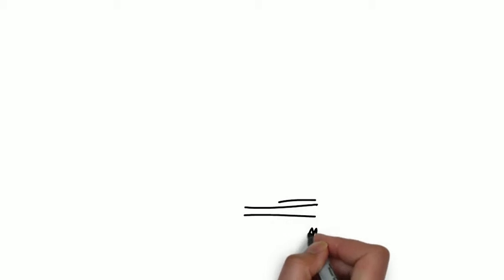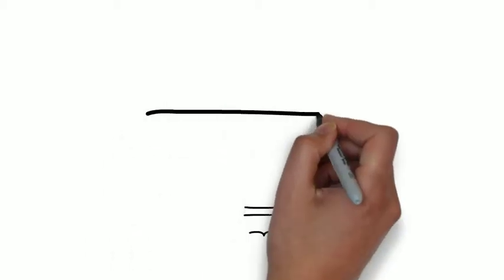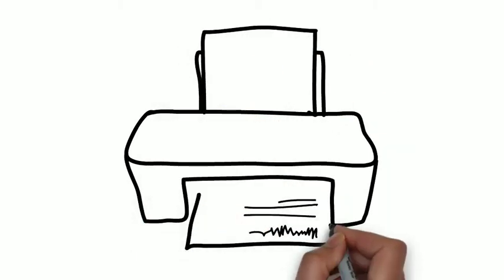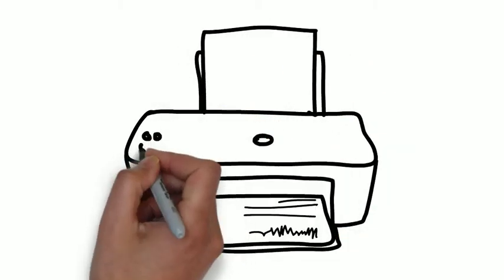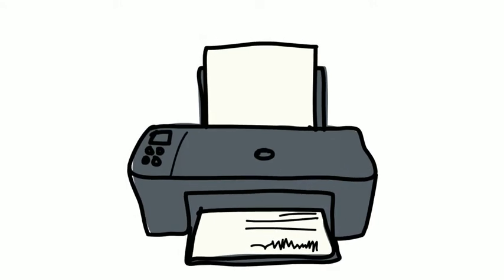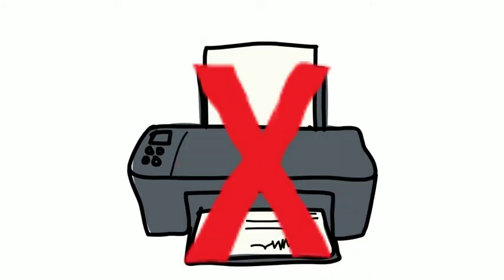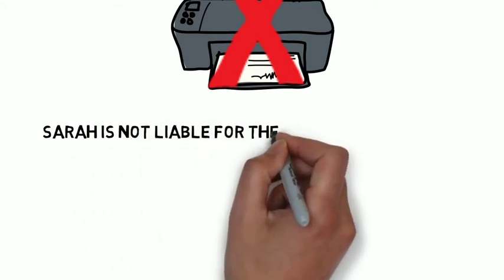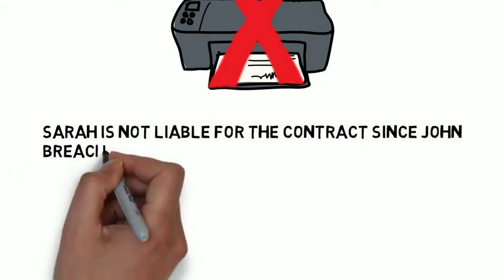Now let's say, what if the printer Sarah receives was broken, making her refuse to pay Brent? Technically, Sarah is not liable because John breached the contract. However, under the rules of negotiable instruments, she might have to pay Brent.